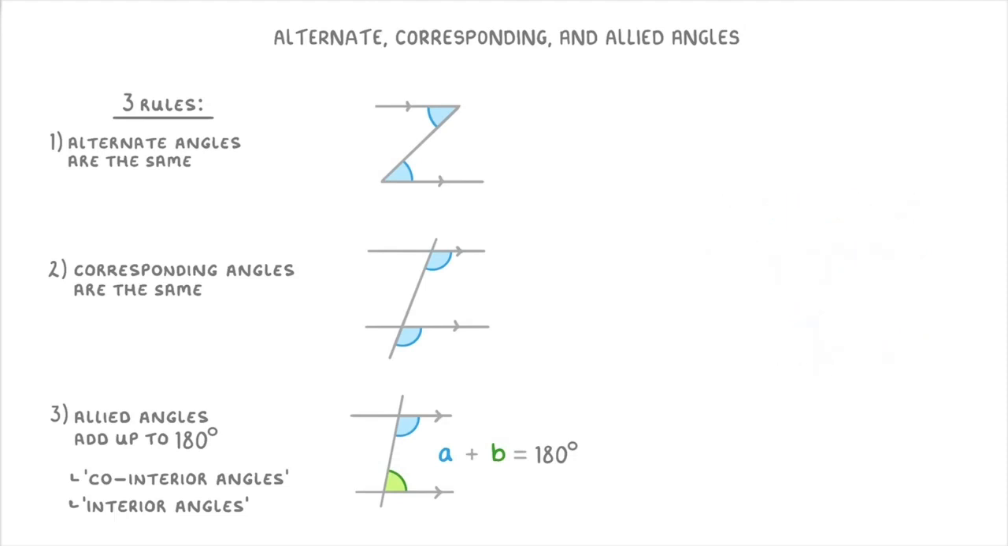One thing to point out with all of these rules is that you'll sometimes see them in other orientations, like flipped around, in which case they'll be harder to spot. But as long as they have the same combination of two parallel lines and one transversal, then the rules are going to be the same.